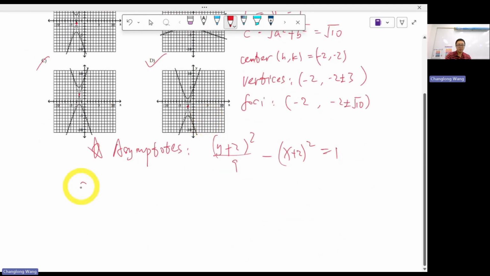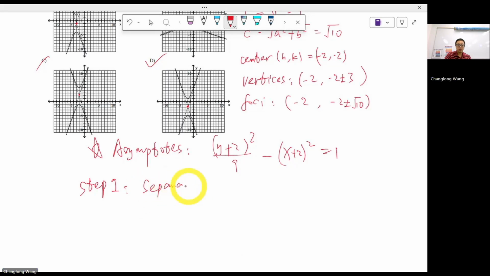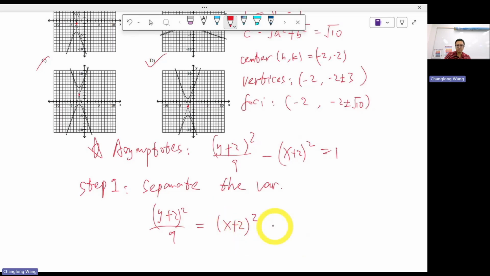Let me put down the steps. And again, you see it in the recording so then you can follow if you want to do something like that. Step 1 is separate the variables. Here we have y squared, x squared, right? But don't expand it. Just move this guy, (x plus 2) squared, to the right hand side. So (y plus 2) squared over 9 equals (x plus 2) squared plus 1.